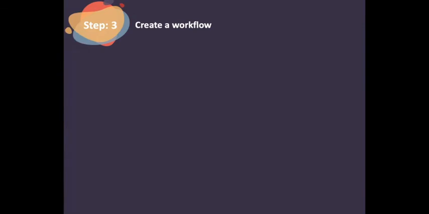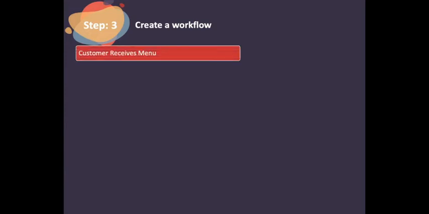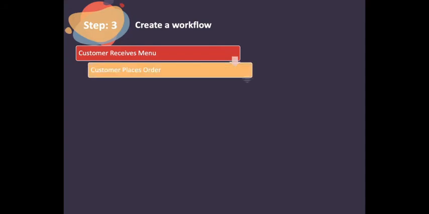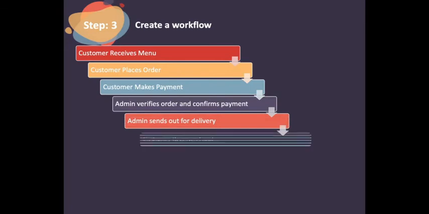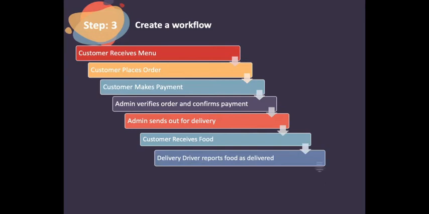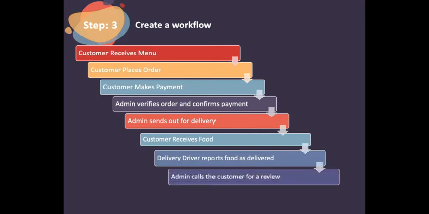So a workflow is basically the step-by-step of how your MVP is going to work. So in this case, first, customers are going to receive menus, then they're going to place an order, and then they'll make payment. Then an admin will verify, confirm payment, and the admin will send out for delivery. The customer will receive the food. The delivery driver will report the food is delivered. And then the admin will call the customer for a review. And then the admin will close the order. So that's basically the whole order life cycle for this MVP.